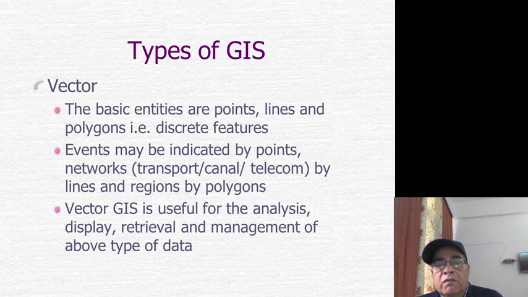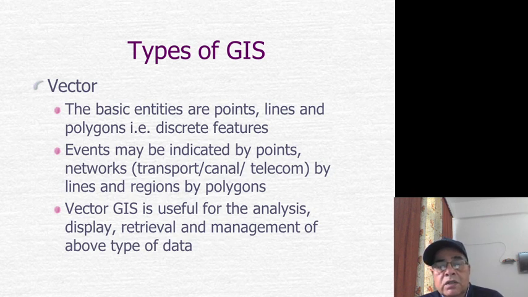So if we are having the points, we can say that if there are some events which have happened or there are, say, well locations, these are represented by the points. And networks, if we are having the road, the railway line, canal, telephone line, electricity lines, these are represented by the lines. And if we are having a class in the form of a polygon, for example the water body, urban areas, these are represented by the polygons.